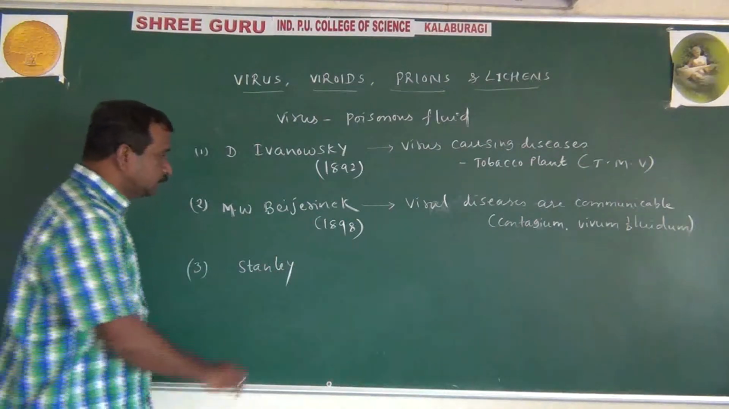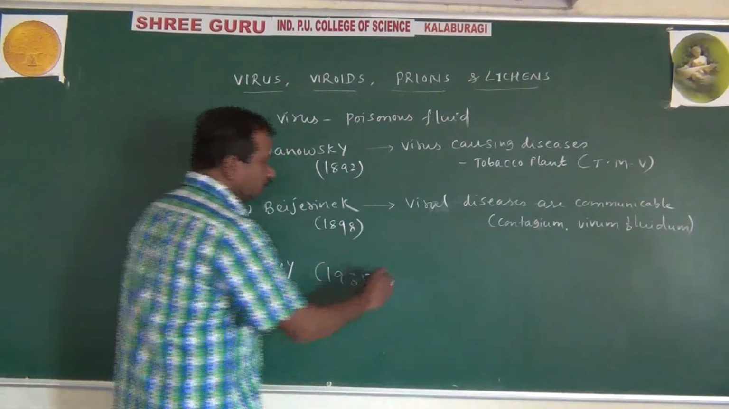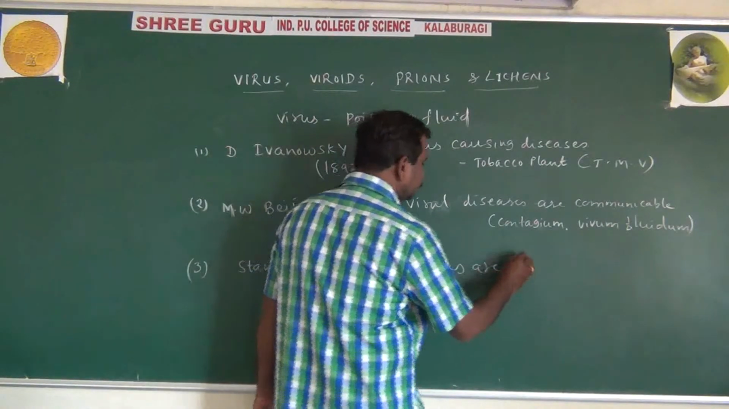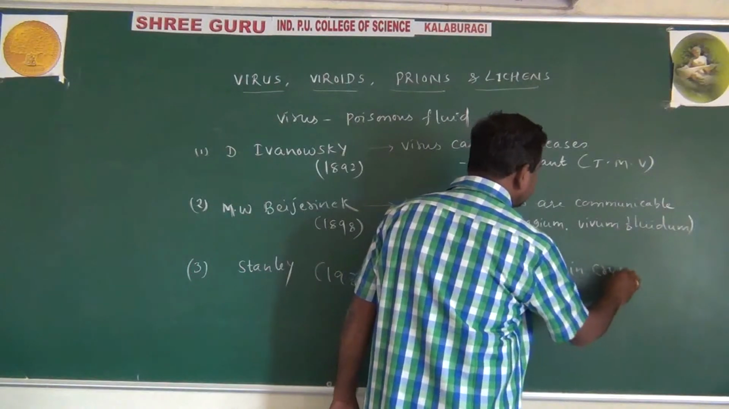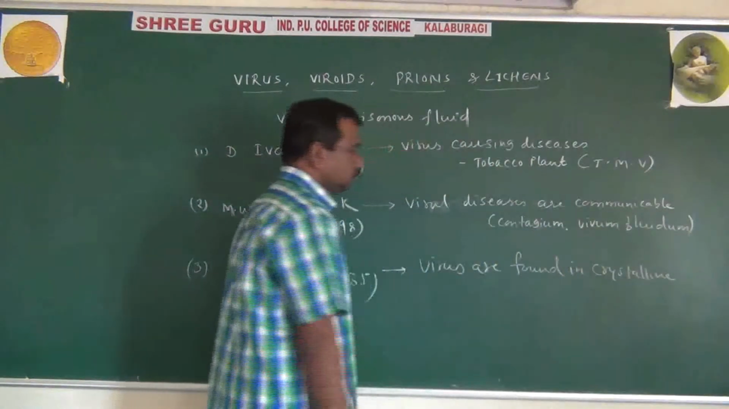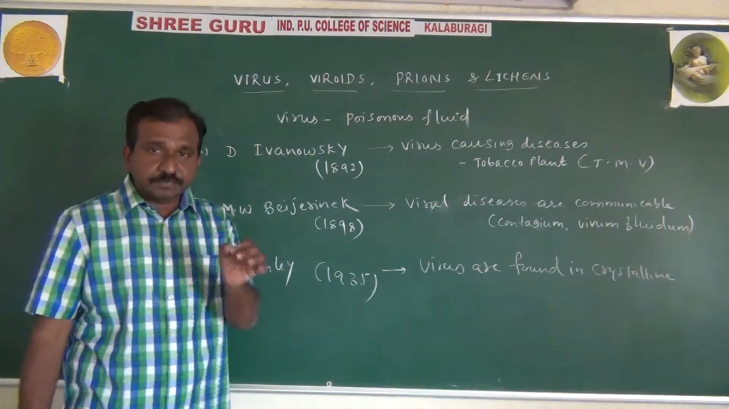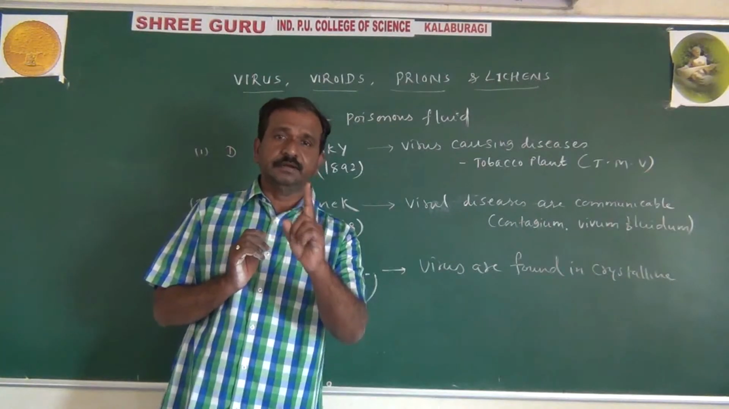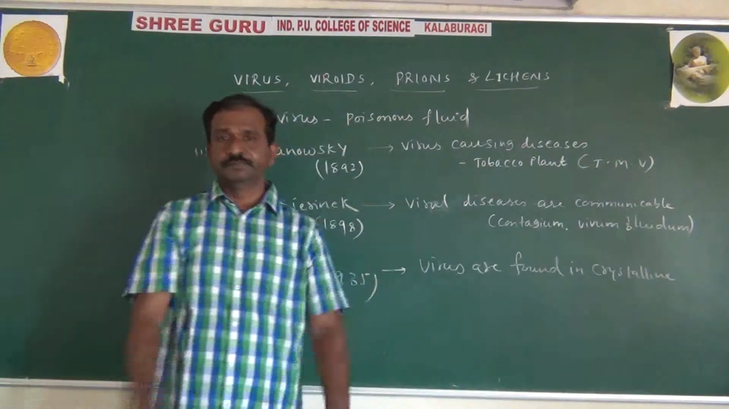Next, Stanley observed in the year 1935 that viruses are found in a crystalline manner. What is the crystalline manner? You can see that viruses contain mainly two portions. One is the genetic material, either DNA or RNA. The next one is the protein coat.